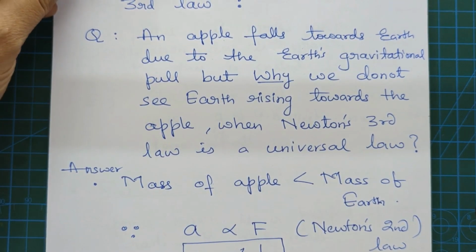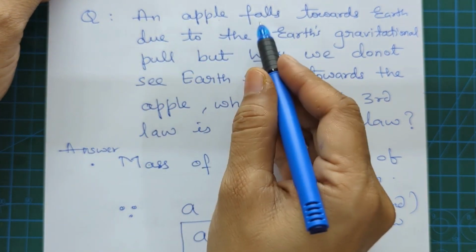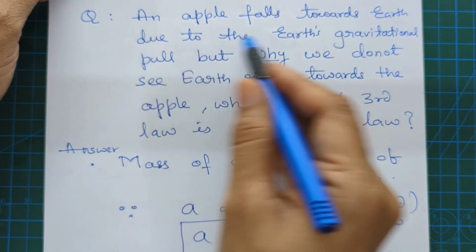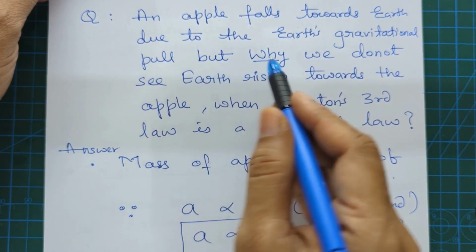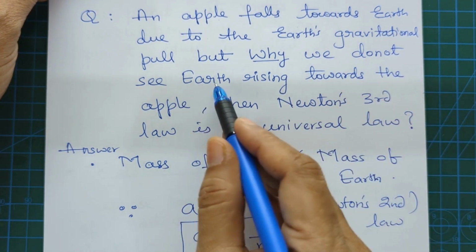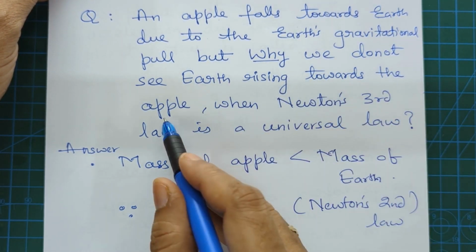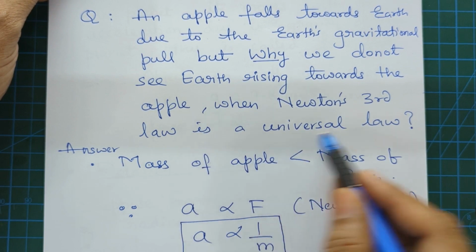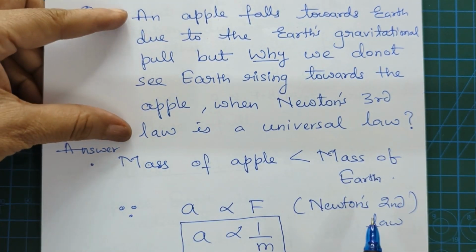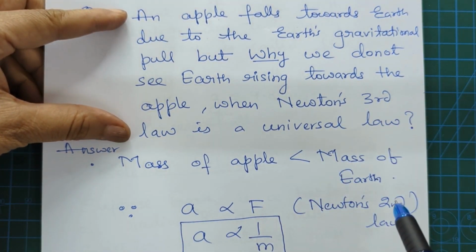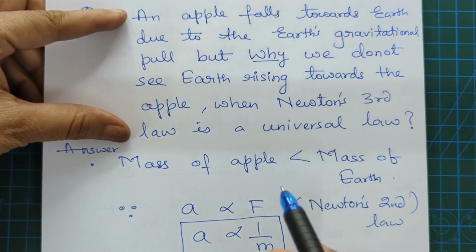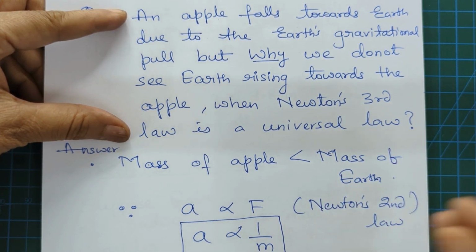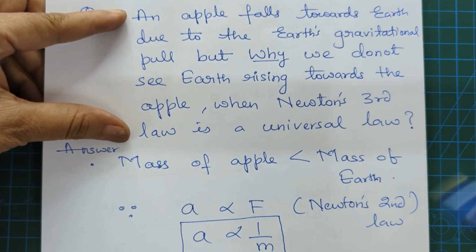Now let us answer or see this question. An apple falls towards earth due to earth's gravitational pull. But why do we not see earth rising towards the apple when Newton's third law is a universal law? Excellent question. That is why we see only apple falling towards earth and we don't see earth falling towards apple. We are standing on earth, so we see apple coming towards us. We will see earth falling towards apple when we are residents of apple, not earth.